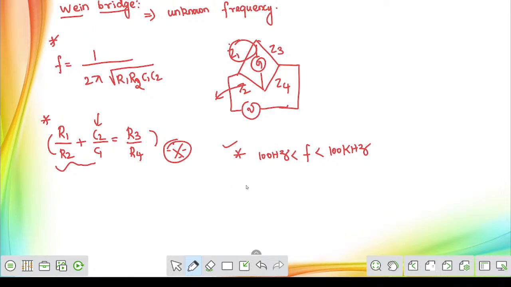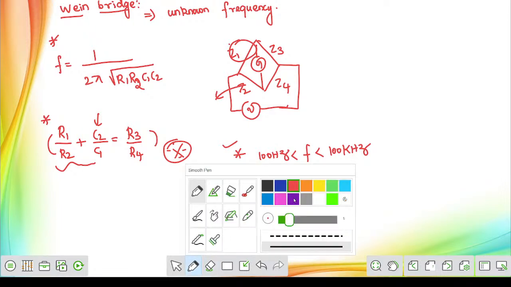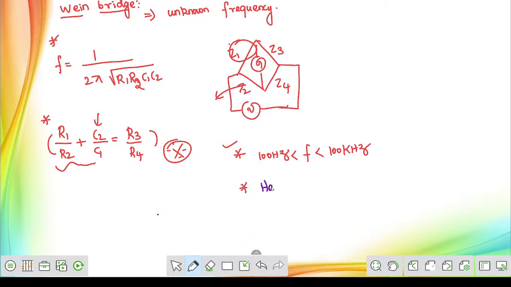And the next thing is, one more question will be framed. Suppose I have a signal which has harmonics.